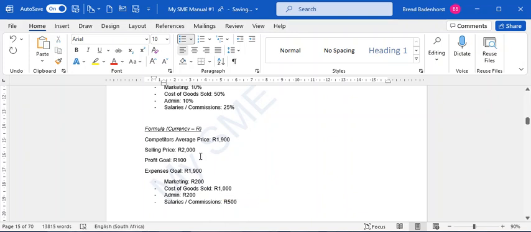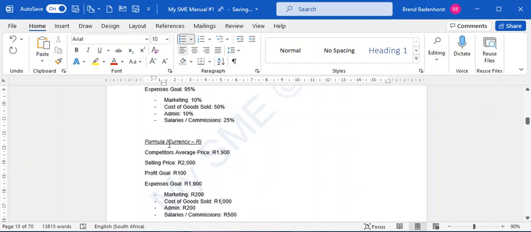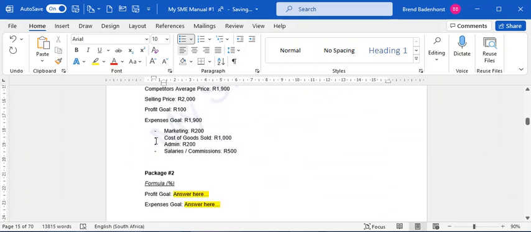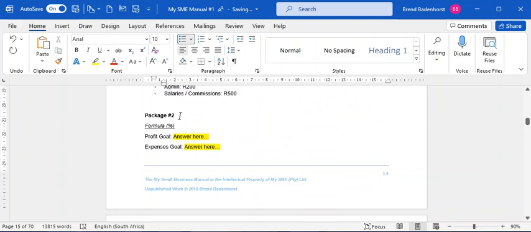And this then should add up to 1,900. 200 plus 200 gives me 400, plus 500 is 900, plus 1,000 is 1,900. So that is how you work out the formula practically on your My SME manual. I'm going to do the same now for the second package also.